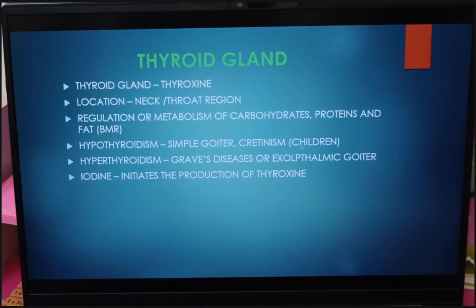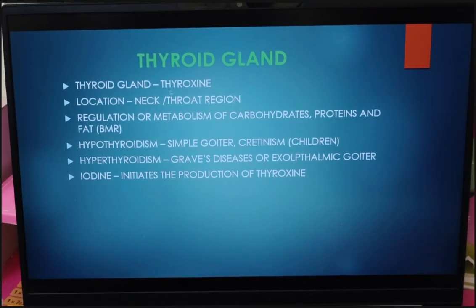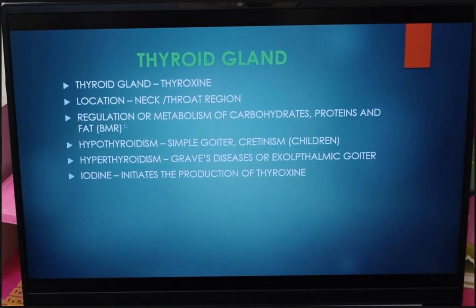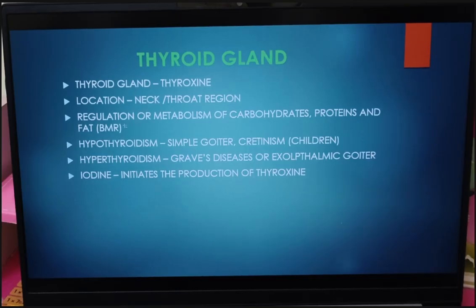Next is the thyroid gland. The thyroid gland secretes a hormone called thyroxine. It is located near the neck or the throat region. This thyroid gland is mainly controlled by a substance that we take regularly. Can you guess what the substance is, children? Without that we cannot eat any food.